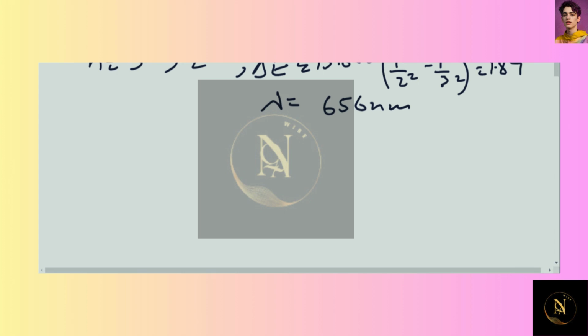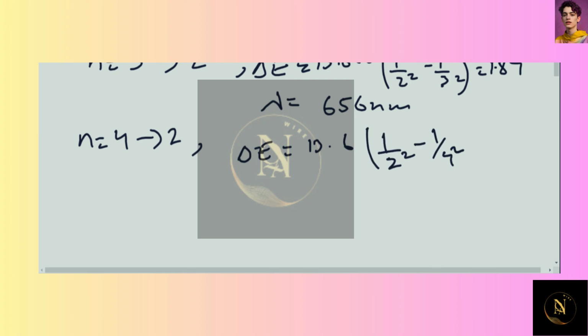The next transition is n equal to 4 to 2, which has the energy delta E of 13.6 times 1 over 2 squared minus 1 over 4 squared, which gives us 2.55 electron volts. Then using the same equation that we did earlier, we find the lambda, and the lambda we get here is 486 nanometer.